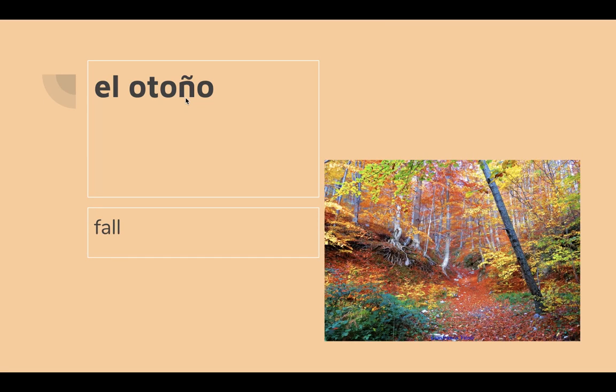Y los meses del año para el otoño: septiembre, octubre, noviembre. Repite, por favor, clase. El otoño, septiembre, octubre, noviembre.